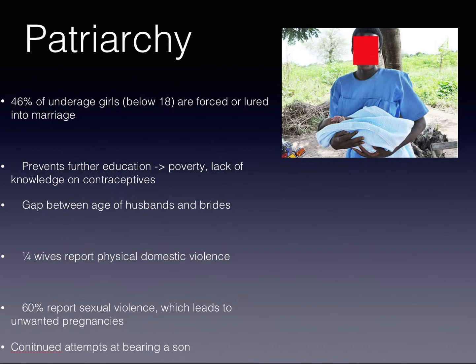There is usually a large gap between the age of husbands and brides. Usually, the brides are teens, while the husbands are in their late 20s, which results in the husbands being stronger than the women, leading to sexual and physical violence. 1/4 of wives report physical domestic violence, and 60% report sexual violence, which leads to unwanted pregnancies.